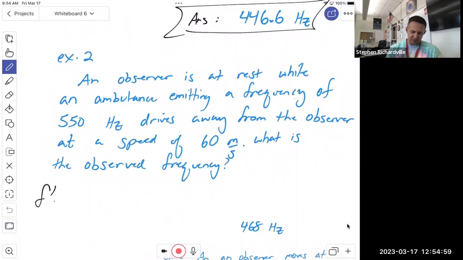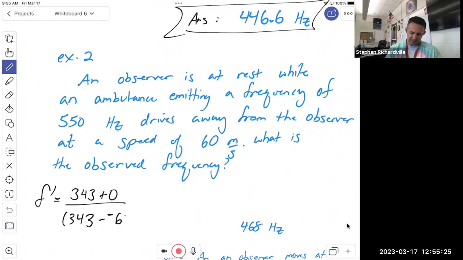The observed frequency is going to be 343. Well, this time I'm not moving, so plus 0, or just 343 over, but I've got to leave that 343 there. That's important. Over 343 minus. Now this is a little bit tricky. The source is moving away from me. Away means negative. So minus a negative. That's why that term is getting bigger down there. Going to drop my frequency.